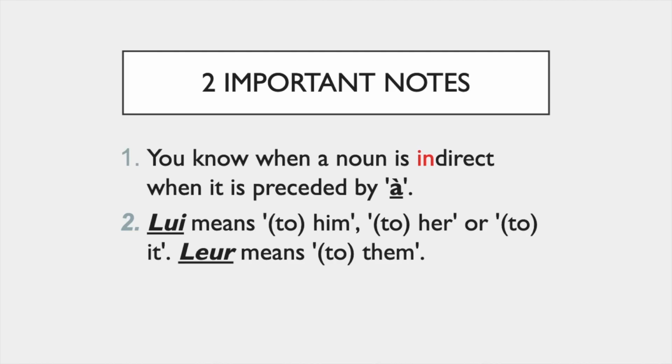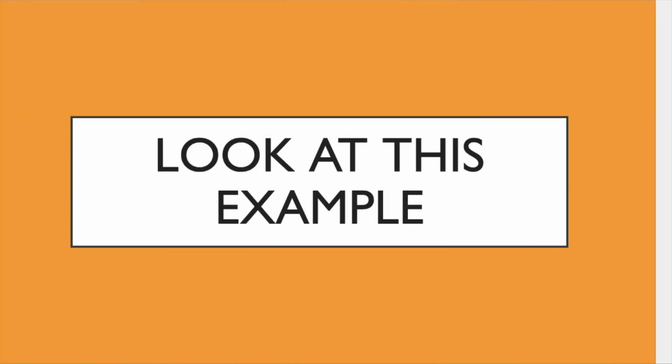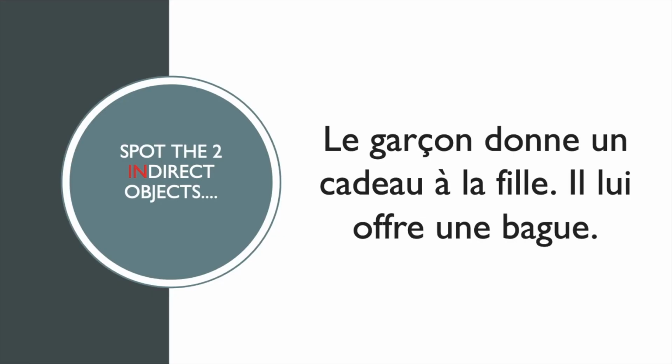Now, two important notes. You know when a noun is indirect when it is preceded by à most of the time. Lui means to him, or to her, or to it. Leur means to them.